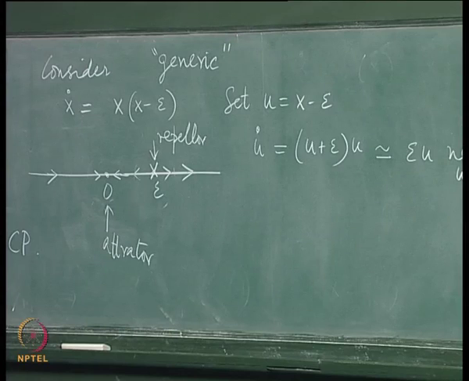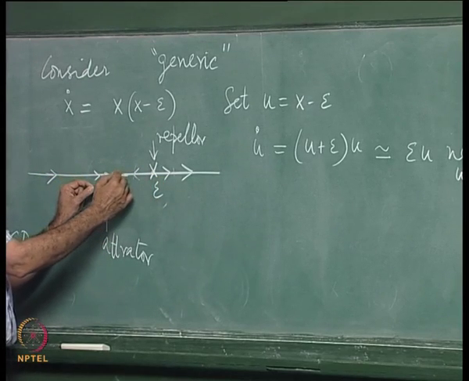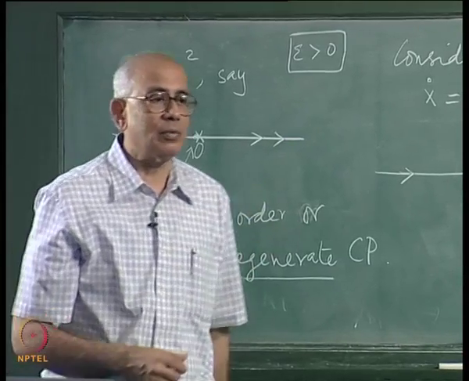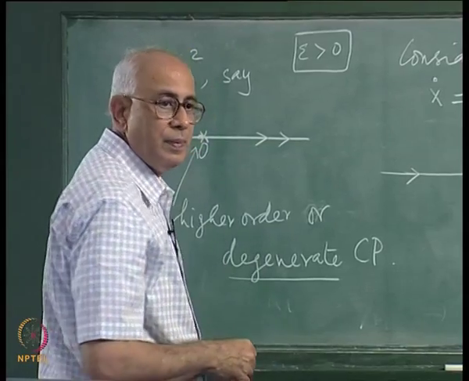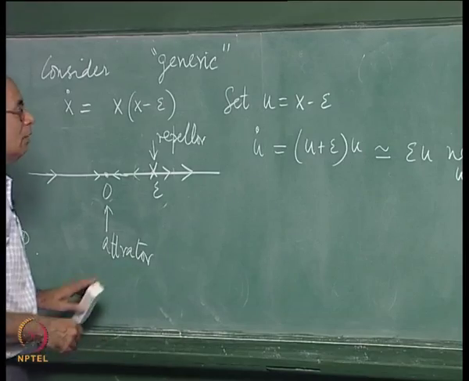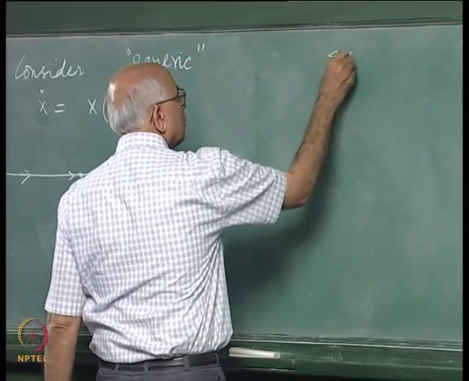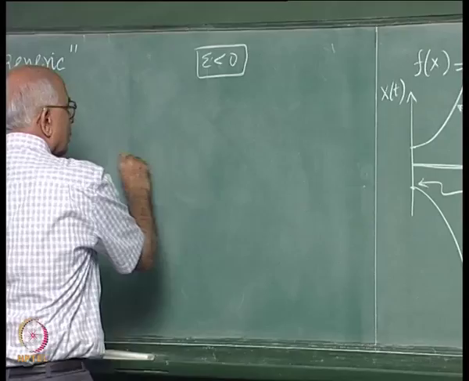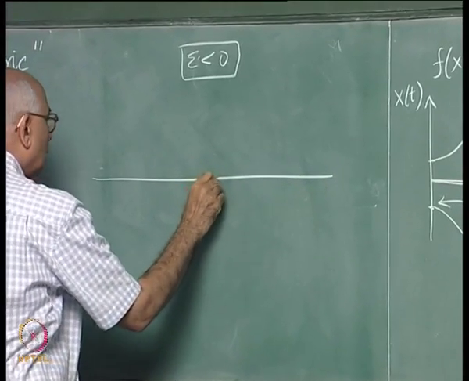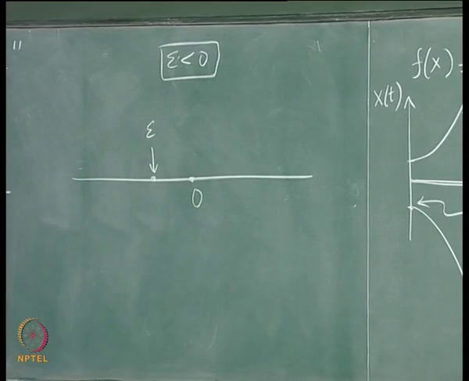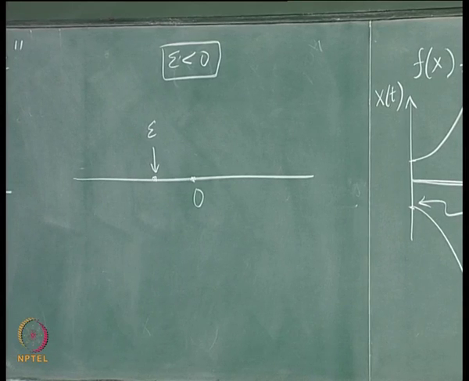I could now ask the question, what if I start with epsilon as a tunable parameter, I make it smaller and smaller, so this critical point gets closer and closer, hits the origin, gives you this picture, and moves to the left of it, I make epsilon negative. What would then happen? What would be the picture for epsilon negative? You would still have two critical points, this would be 0 and this critical point would be at epsilon, and remember that epsilon would be negative now. What do you think would happen?